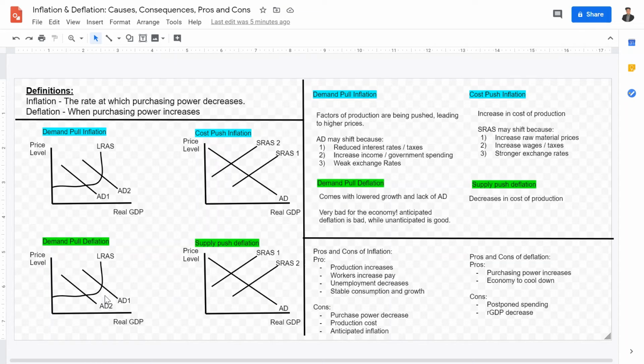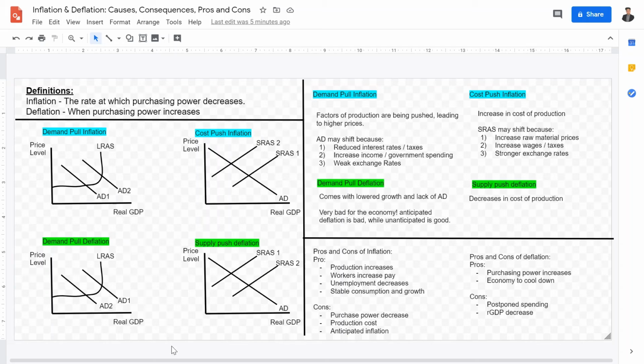The second type of deflation is not that bad. It's called supply push deflation. It is when decreases in the cost of production occur. For example, decreases in wages, decreases in raw material prices, decreases in taxes, or a lower exchange rate. These all cause the costs of production to decrease, and therefore suppliers are able to charge a lower price, and therefore deflation occurs. So these are the four types of deflation.